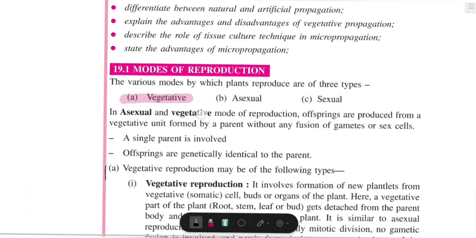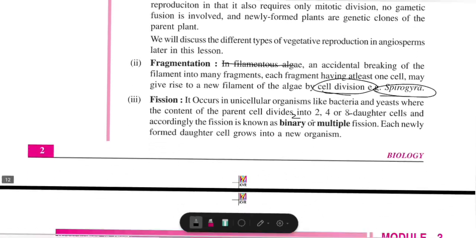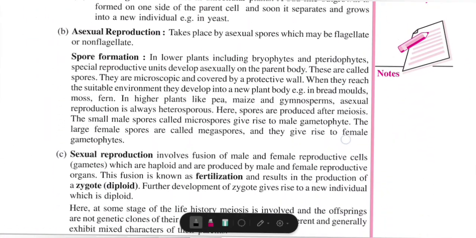Now, what did we learn in the beginning? We learned that there are 3 modes of reproduction, right? So, various modes of reproduction. The first one we have just discussed is the vegetative mode. Now we can go ahead and discuss the asexual mode of reproduction.